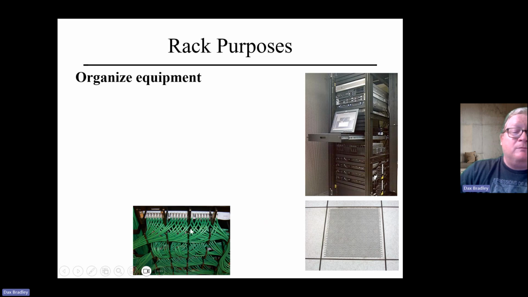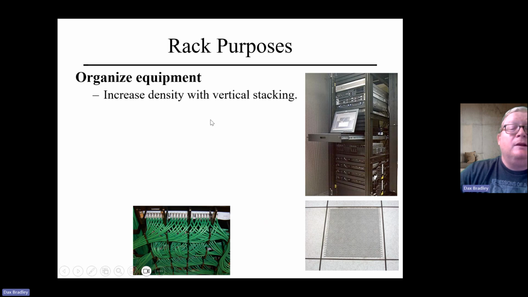I wish that the ones in my building were that neatly put together. That's a really nice install.